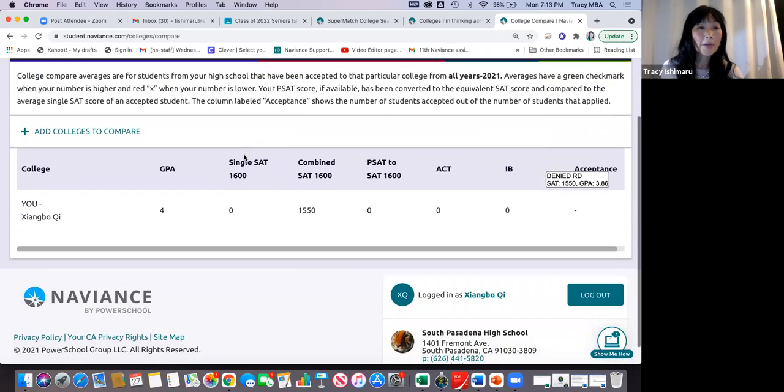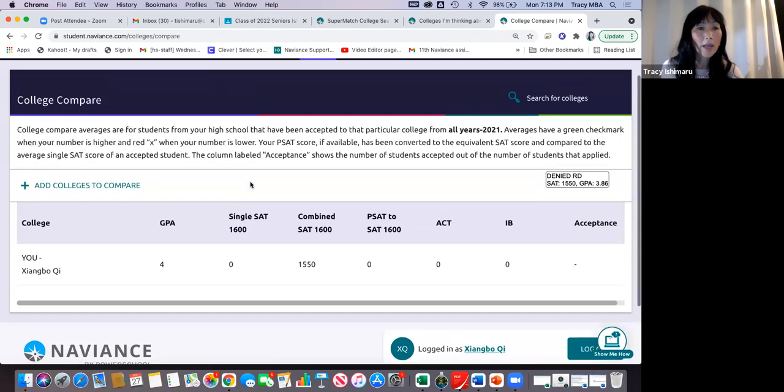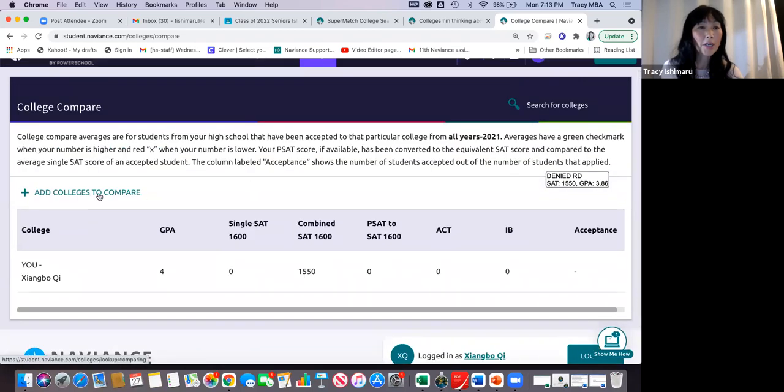So let's go on to College Compare. College Compare talks about where the student is sitting, and you can add colleges here to compare them with the actual GPA and the SAT.